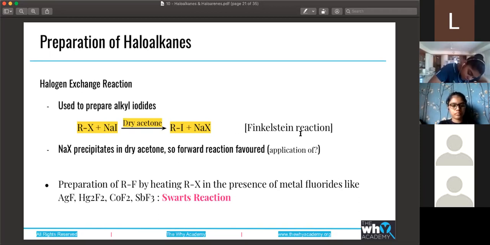So Finkelstein reaction is the preparation of alkyl iodides. Schwartz reaction is the preparation of alkyl fluorides. Grove's reaction is what? Preparation of haloalkanes from alcohols and halo acids. Yes, alcohols and halo acids. Sorry, my bad. So three named reactions we have come across: Grove's reaction, Finkelstein, and Schwartz reaction.